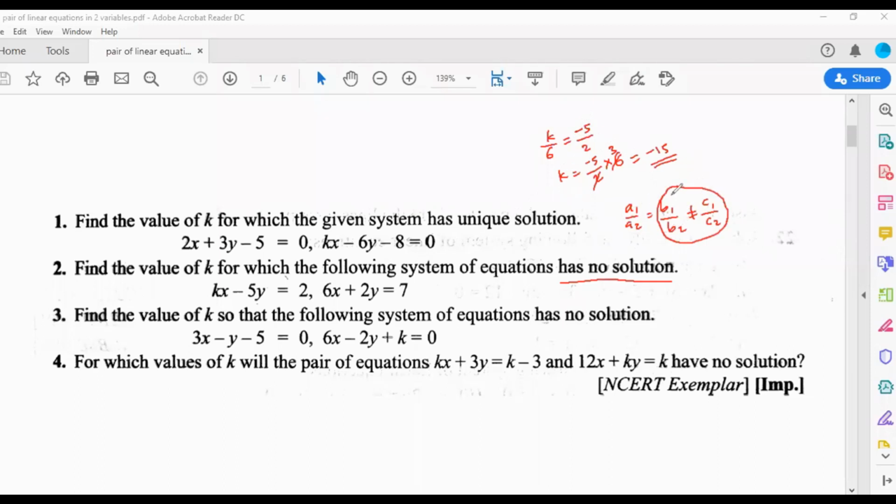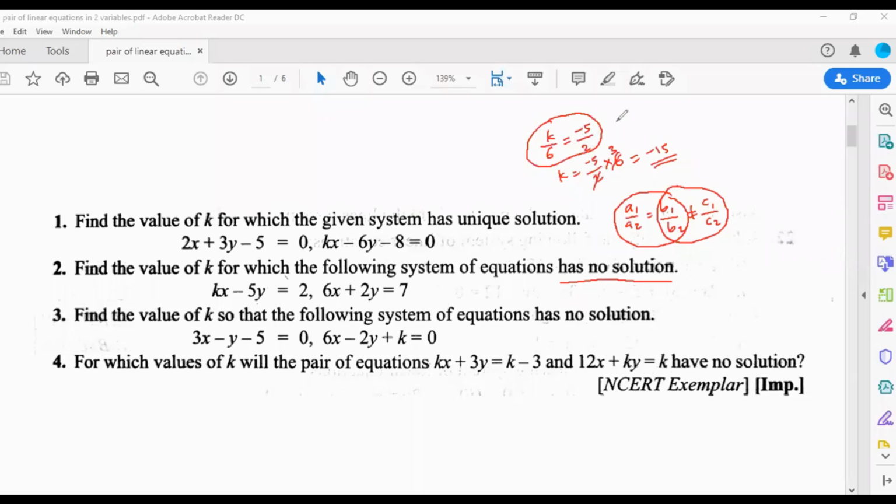Okay, but A1/A2 is equal to B1/B2. From this equation, we want to find the value of K. So we got the value K is equal to -15. -15 is the solution. Such questions you can expect as a 2-mark question, a very short answer question. You need to do only one or two steps, right? One or two steps are enough.